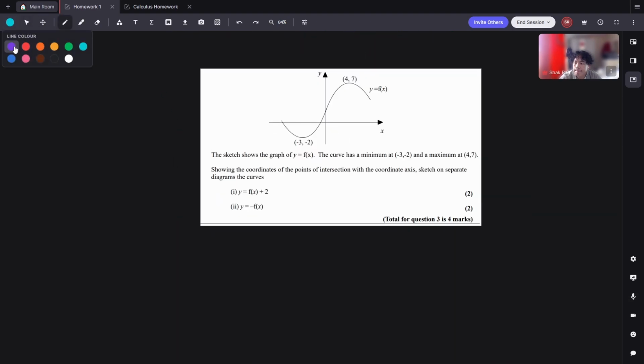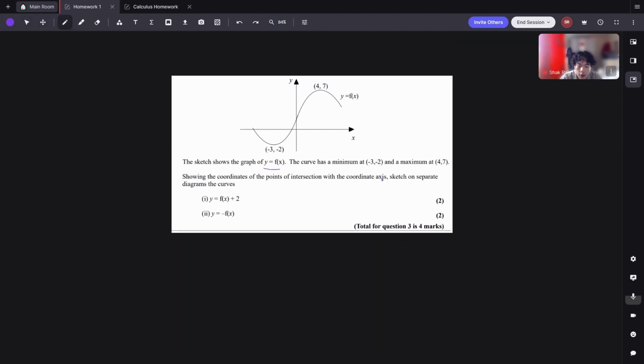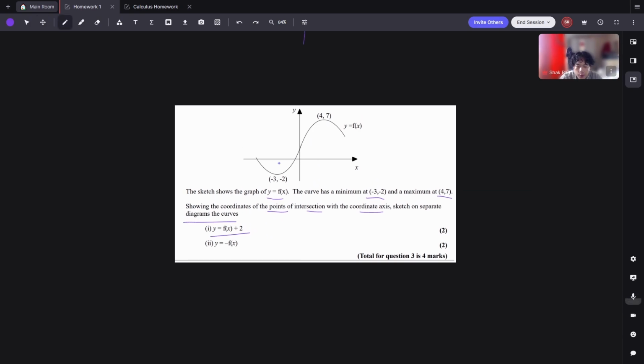So it says the graph shows y equals f of x, and the curve has a minimum at minus 3, minus 2, and the maximum at 4, 7. Showing the coordinates of the points of intersection with the coordinate axis, sketch on separate diagrams the curves y equals f of x plus 2. Well, y equals f of x plus 2 is just going to look like this, where this value just moves up by 2. This is going to be at minus 3, 0. And this would be 4 and 9. Because it just moves up by 2 vertically.